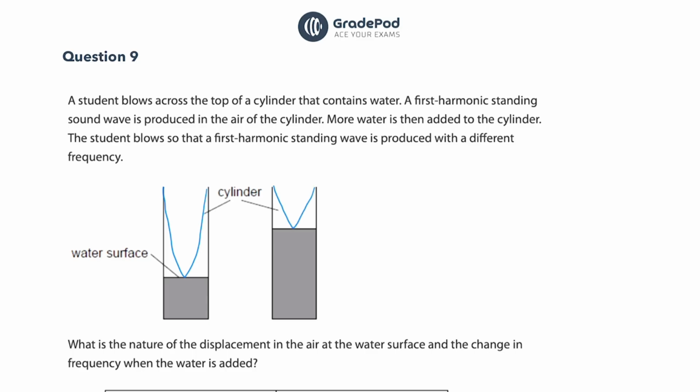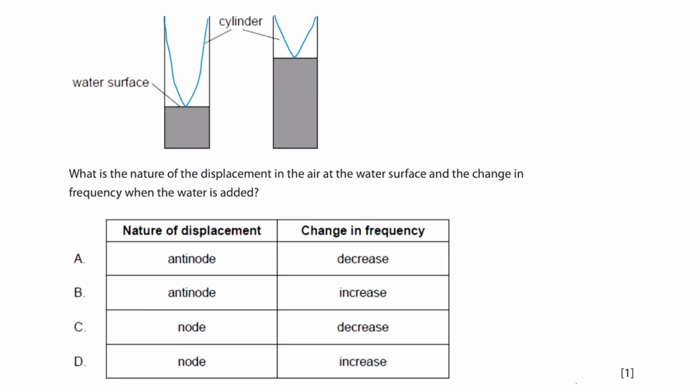has been added. What is the nature of the displacement in the air at the water surface and the change in the frequency when the water is added? There's going to be a node at both points here. So the nature of displacement of the air at both stages is a node. So it's got to be C or D, not A or B.